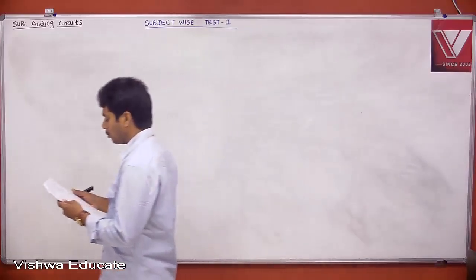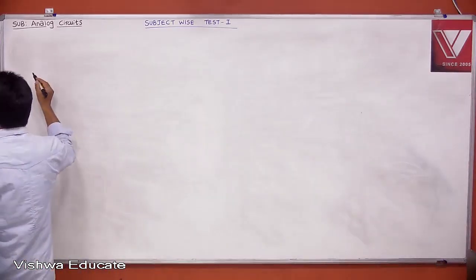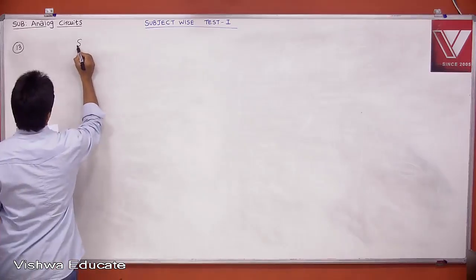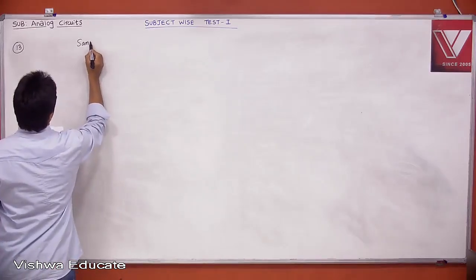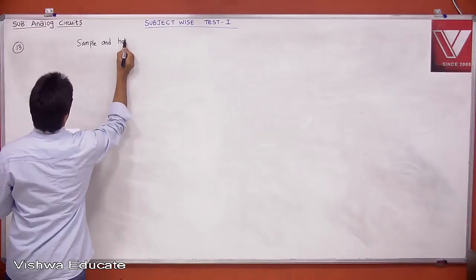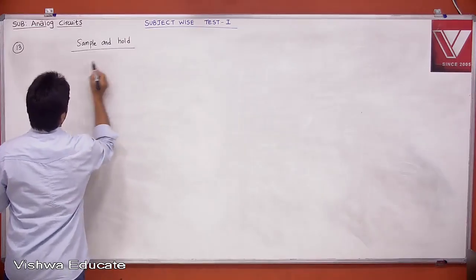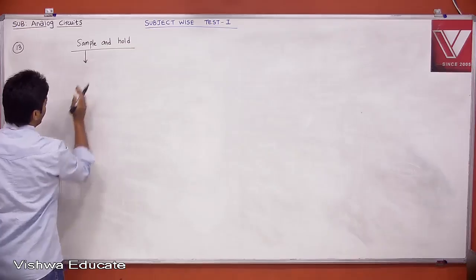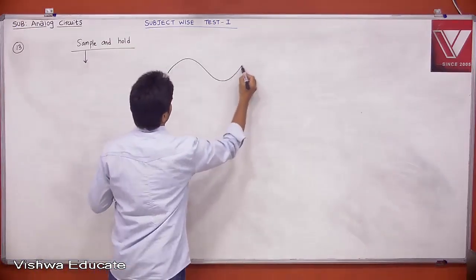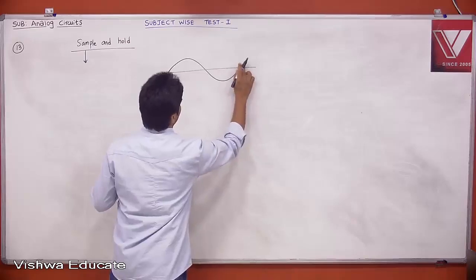The most commonly used amplifier in sample and hold circuits. What is sample and hold? The name itself is saying sample and hold. We need to sample and hold. See, whenever you want to sample, let us say there is a signal, a sine wave. This is a continuous signal.